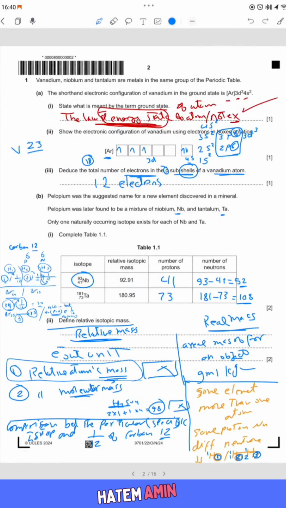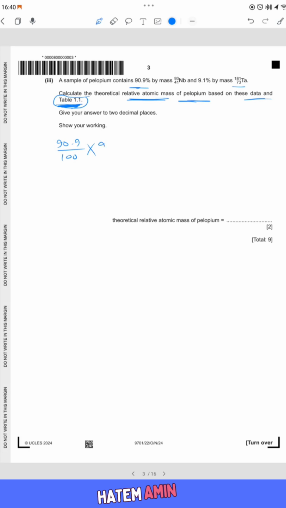Where is table 1.1? Here is this table. What does this table have? It has the relative isotopic mass. As we are talking about different isotopes, we should use this mass in our calculation, which is 92.91, and here 180.95. So the first one is 90.9 over 100 multiplied by 92.91, plus the 9.1 over 100 multiplied by 180.95 from the table.